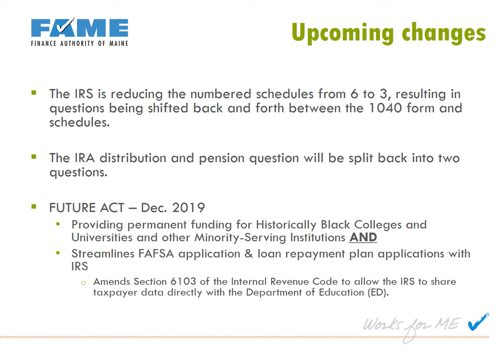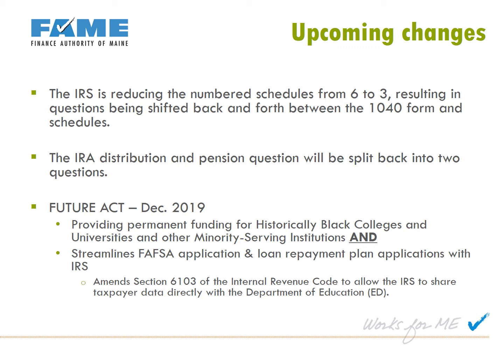More upcoming changes. So the 2019 1040 is out there. We can now start filing those. And the IRS took a lot of the information from the schedules and put them back into the 1040. So the number of schedules went from 6 down to 3. So verification for next year is going to be different. Taxes are going to be different, and filing the FAFSA is going to be different. So more to come there. Also, the IRA distribution question on the FAFSA had been 2 questions originally. It was put into 1 question. Now it's going to be split back into 2.